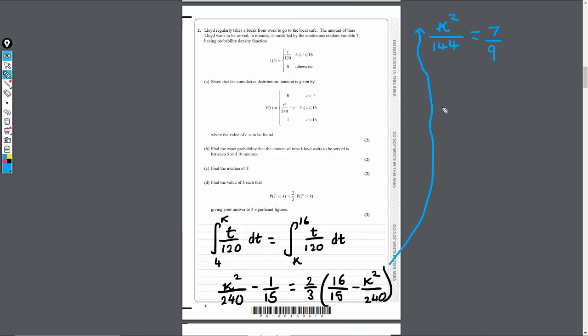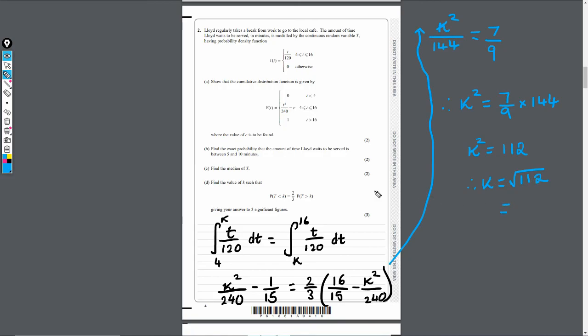So therefore, to get k squared, I've just got to multiply by 144. So k squared is equal to 7 over 9 times 144. So the k squared is equal to 112. And then finally, we've got to take the square root.